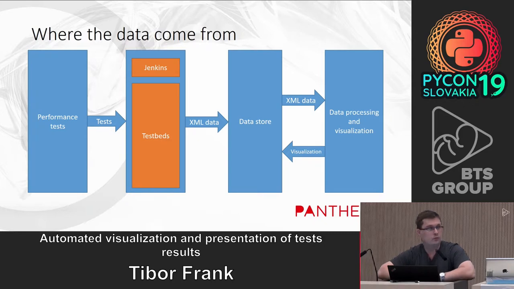Where does the data come from? This is a very, very simplified picture. I use it at elementary schools, but in principle, Jenkins runs thousands of performance tests on our test beds. It generates Robot Framework output XML files.